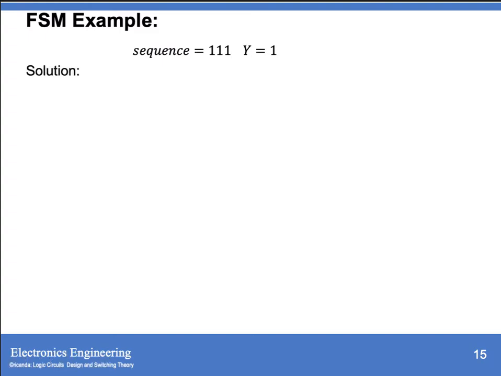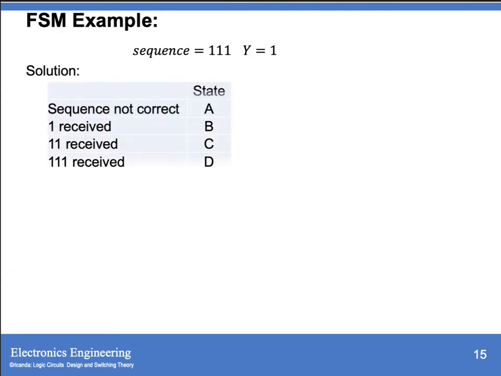So we have this solution. We have to make your sequence not correct as A. If it receives a 1, then it goes to B. And if it receives 1, 1, it goes to C. And if it receives 1, 1, 1, it goes to D. So for the Mealy machine, we have this state diagram.